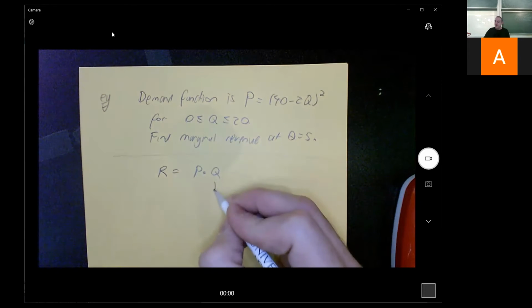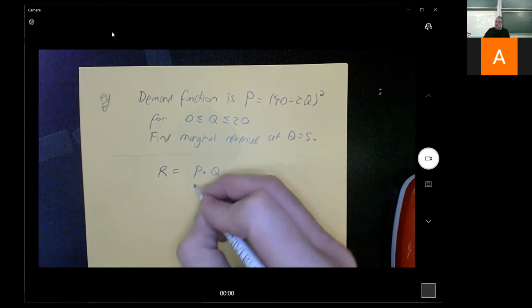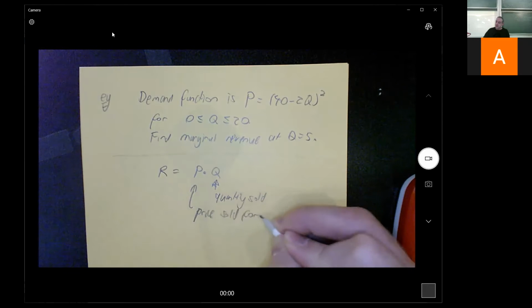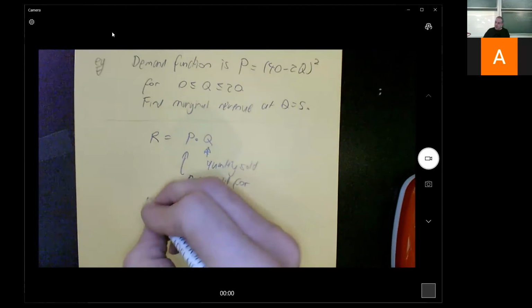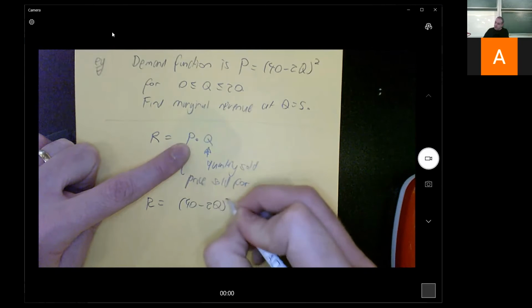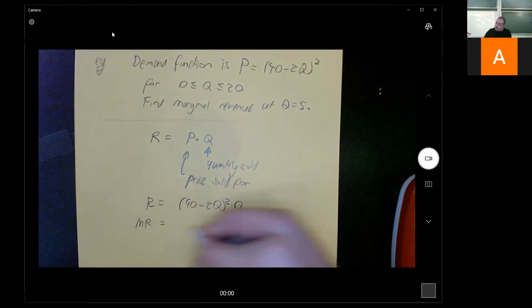That's the amount of stuff, the quantity sold, and that's the price that you sold it for, right? Okay, so therefore we can create the formula, which is P, which is (40 minus 2Q) squared, times Q. That's my understanding of that. Okay, cool. Thank you so much for helping me out here. And so the marginal revenue should be the derivative of this, the amount of revenue you get for one extra Q.